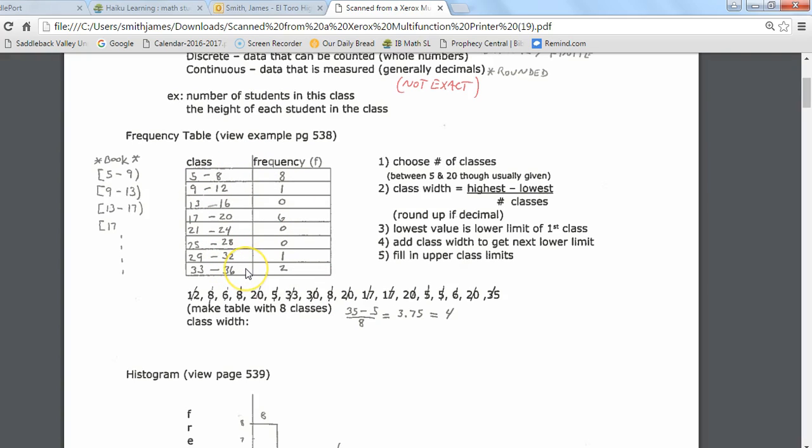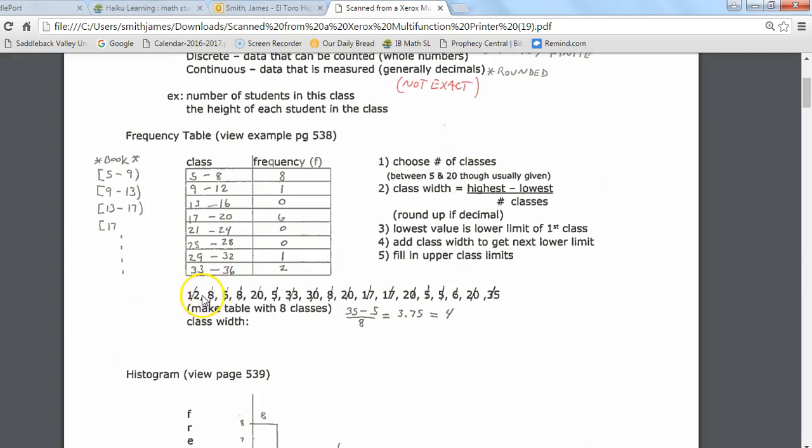It just helps categorize things and shrink down the data so it's easier to look at by putting them into groups. Here are the steps we're going to go through. Start by choosing the number of classes that we want. That's something that would be given to you, so this isn't something you have to decide. You'll be told how many classes to come up with.